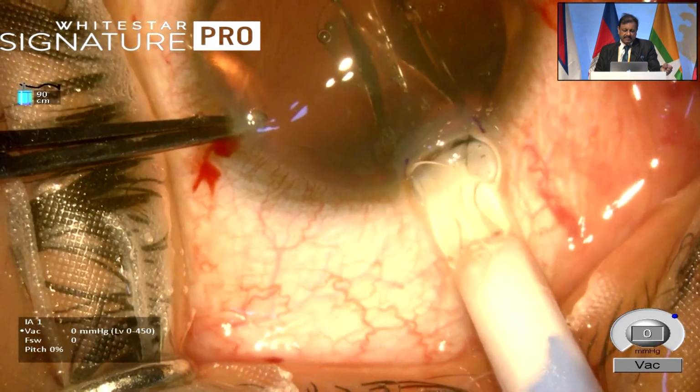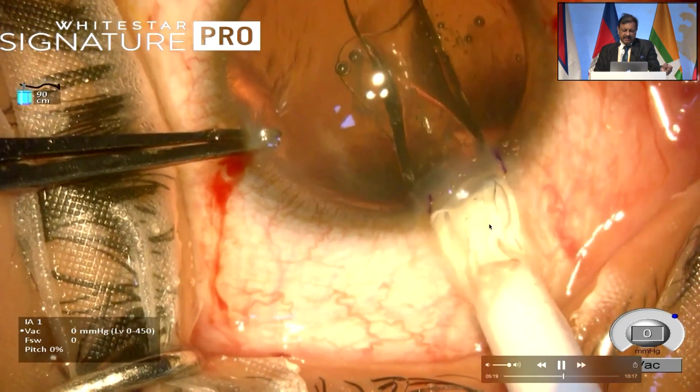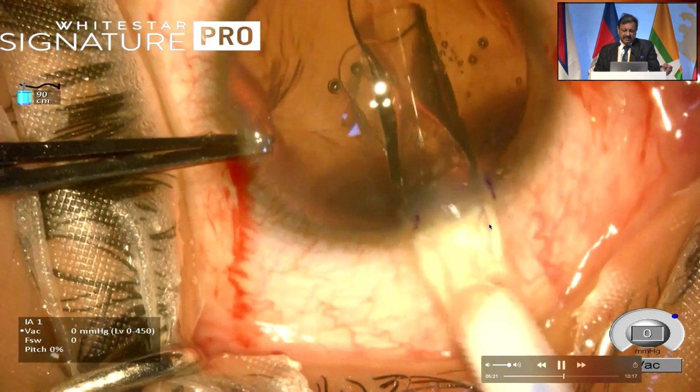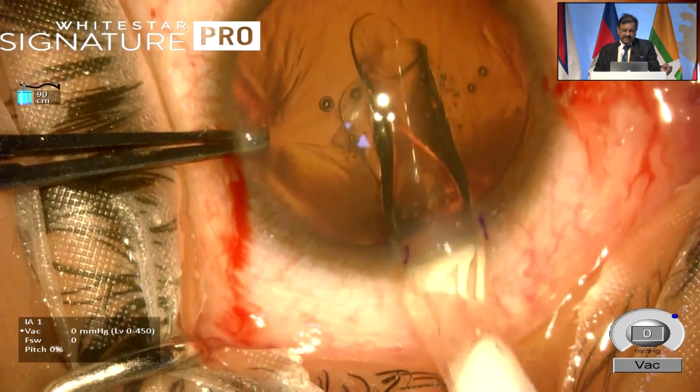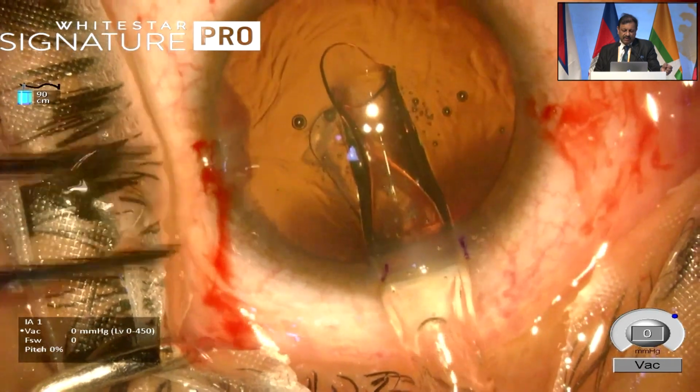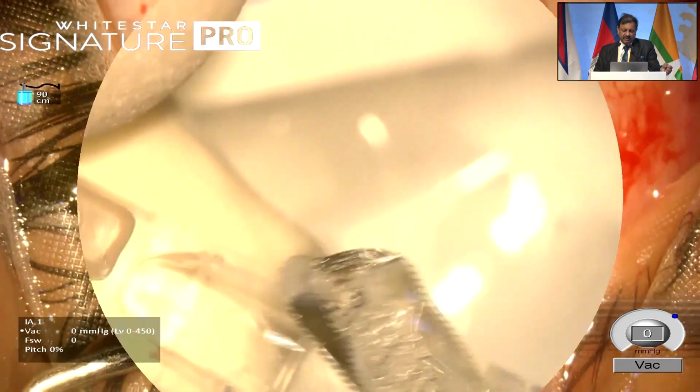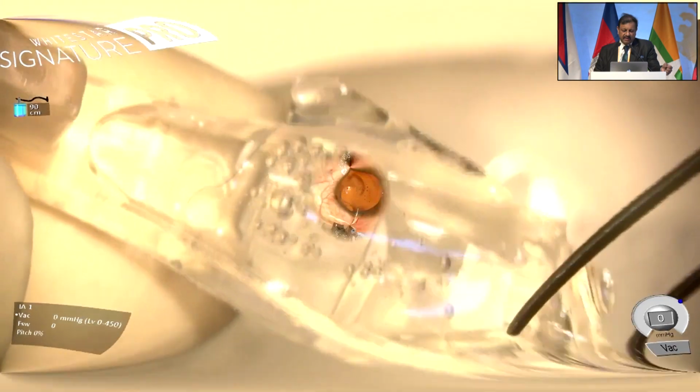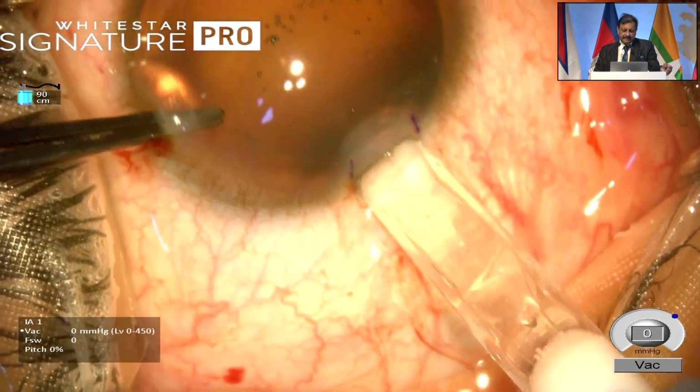Now this is again, if you see, the injector has come up and it's halfway inside the wound. Better it is to withdraw the lens, reload, and then push in the lens.